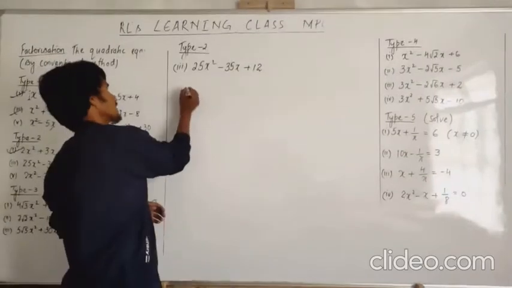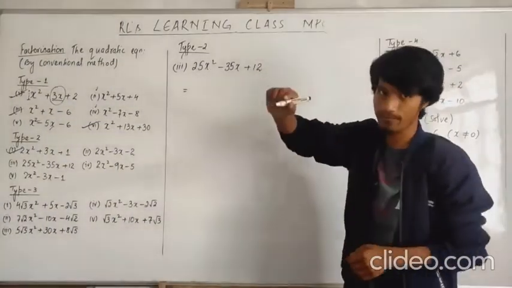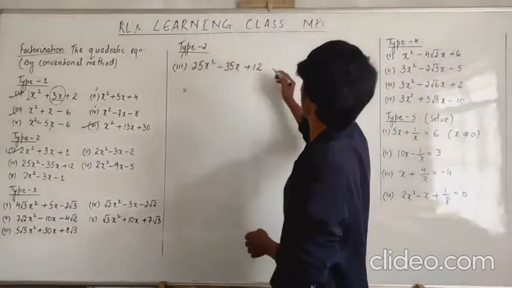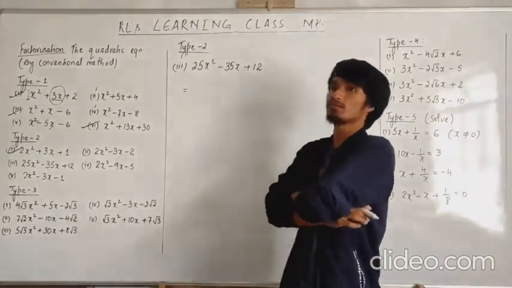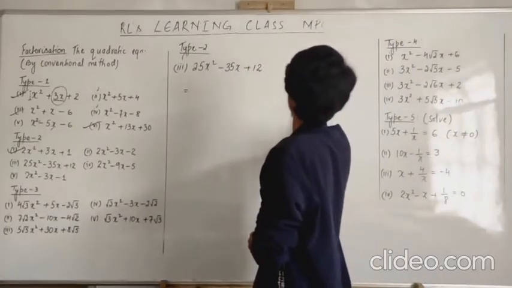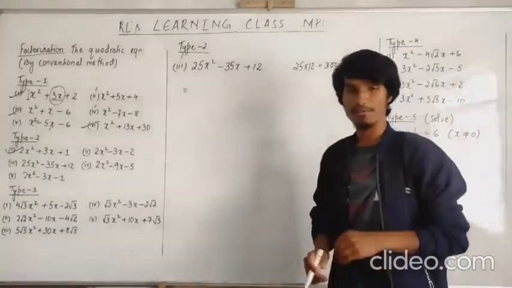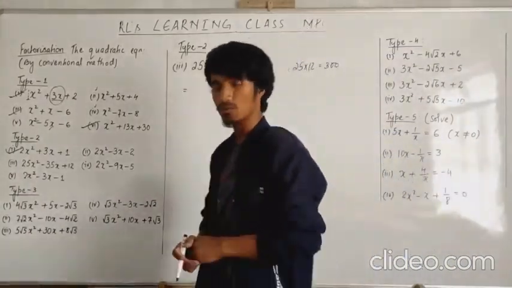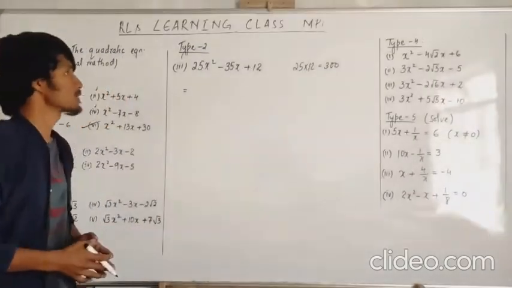Okay, now we'll do the same process here. 25 multiply 12, how much do we get? 25 multiply 12 will be 300. Is that correct? Because 25 into 4 will be 100, and 25 into 6 will be 150, and 25 into 12 will be 300.